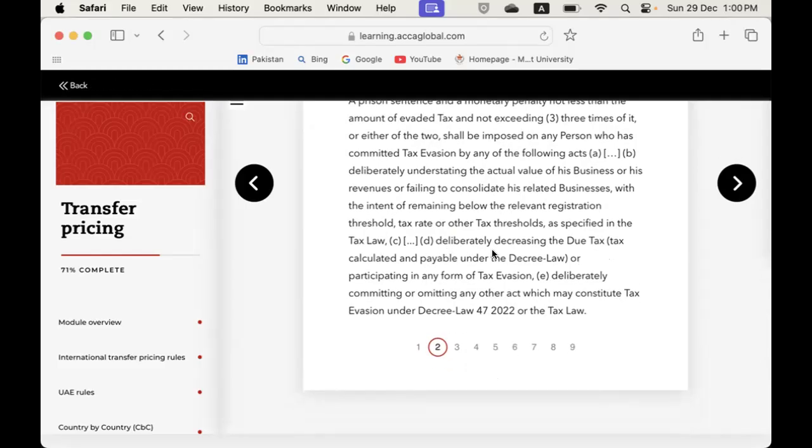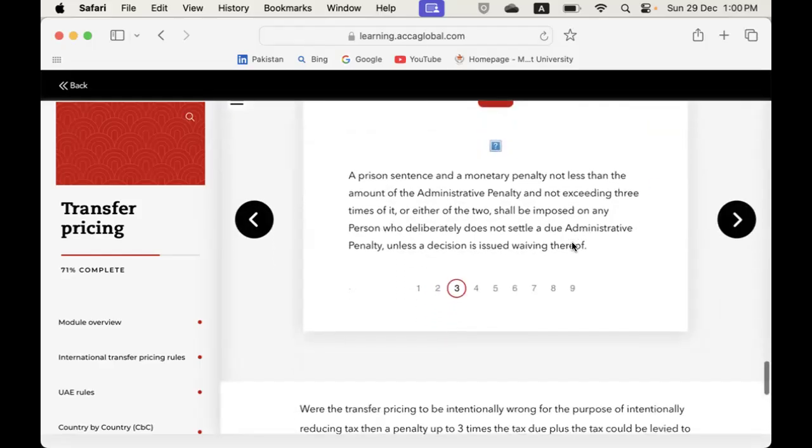misreporting of the figures, deliberately decreasing the due tax calculated and payable under the decree law, or participating in any form of tax evasion, deliberately committing or omitting any other act which may constitute tax evasion under the decree law. Basically doing anything to avoid paying tax or steal criminally.